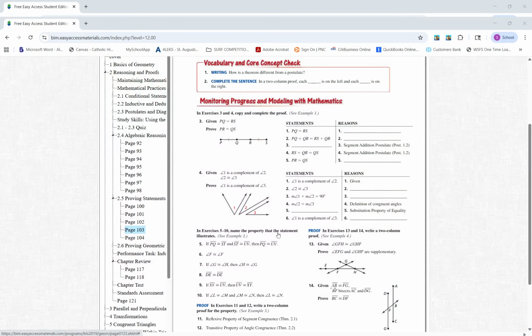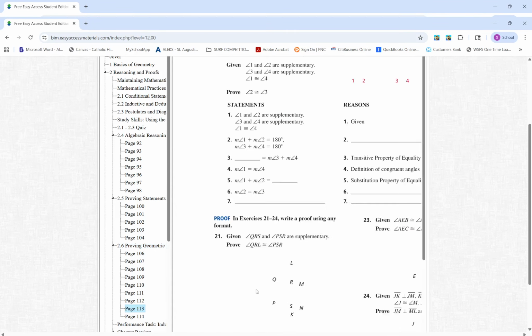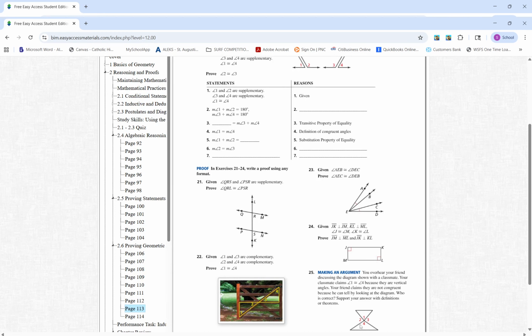Okay, last but not least, page 113. Let's see if we can find that one. Page 113 and number 21.